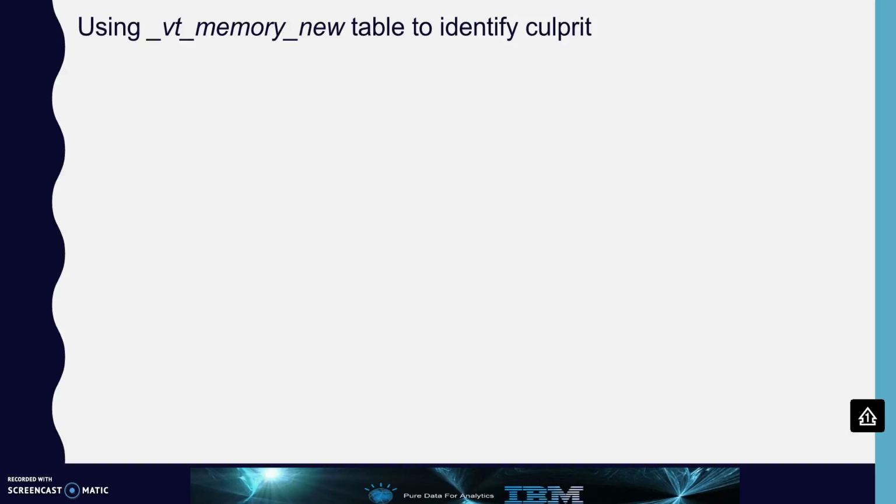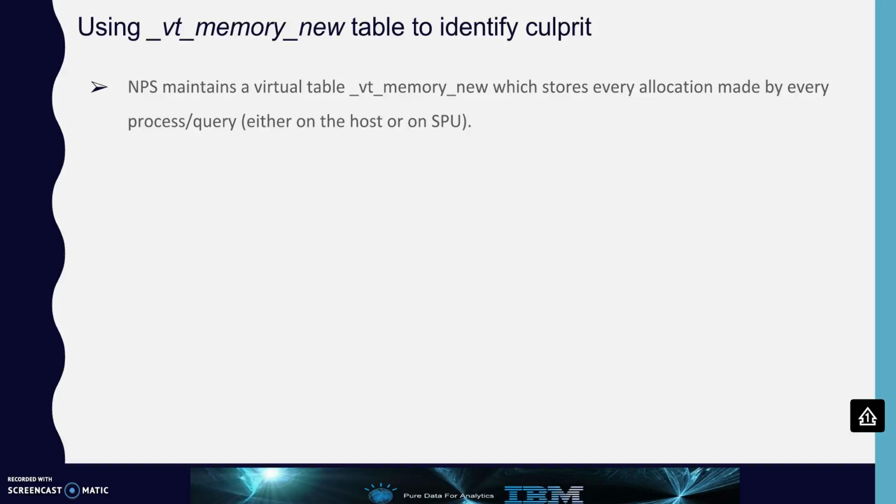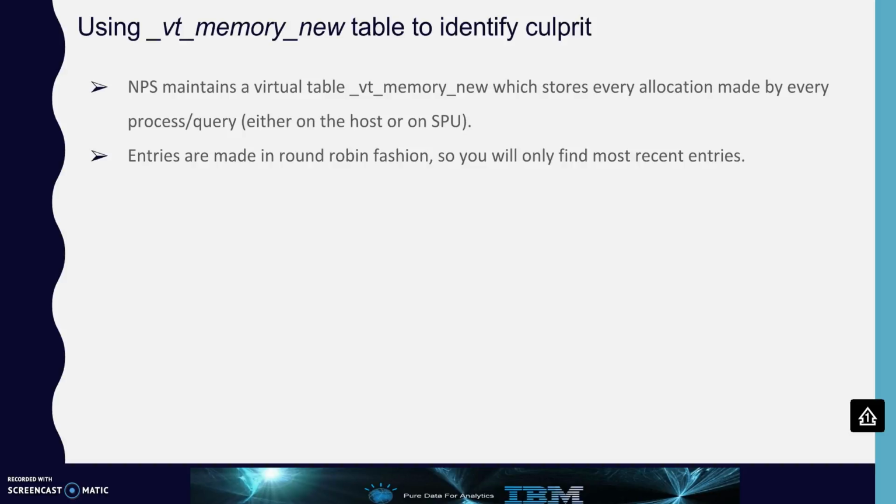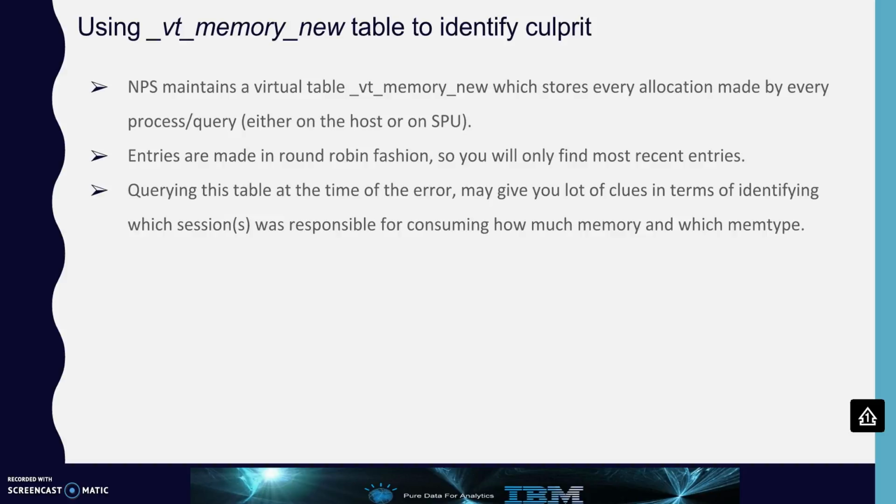We have another table for our diagnosis of out-of-memory errors. nzsqa memtable output gives you an overall summary, but _vt_memory_new can give you the ability to drill down to a particular query or a particular session. In Netezza's virtual table, _vt_memory_new stores every allocation made by every process or query, either on the host side or on the SPU side. Entries are made in round robin fashion, so you will only find the most recent entries.